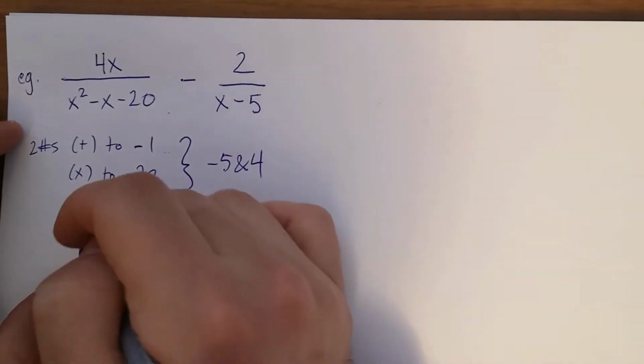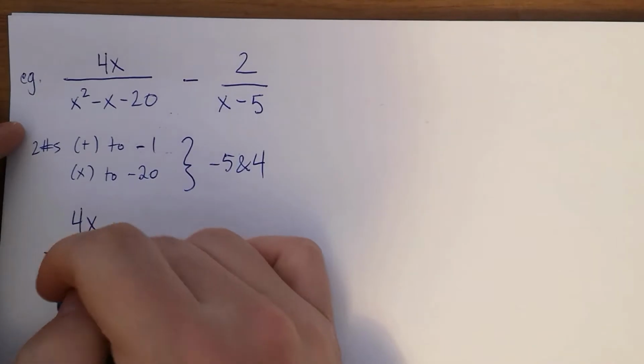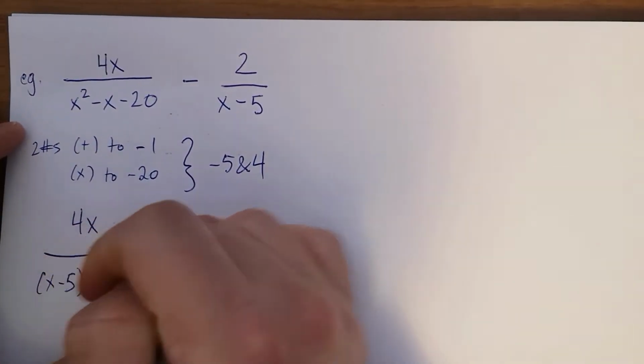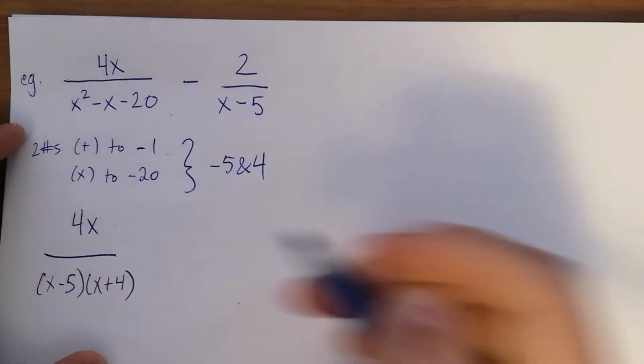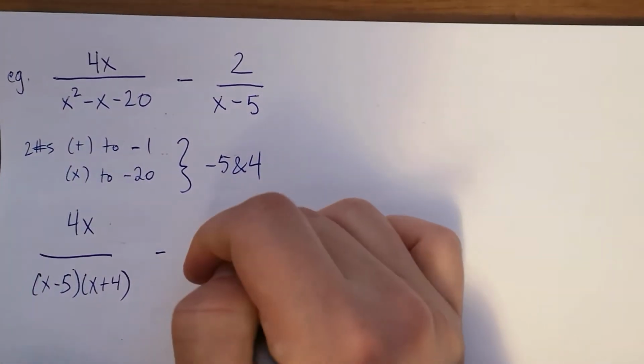So that tells us that this denominator, once it's factored, is going to be x minus 5 times x plus 4. And from what I've seen in your assignments, you guys are good at that, which makes me very happy.